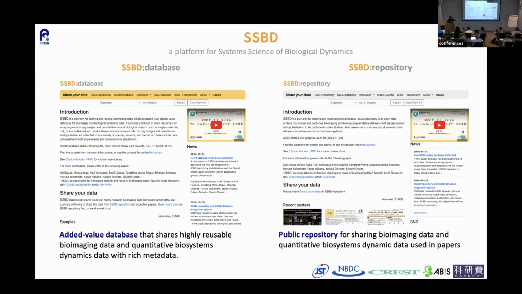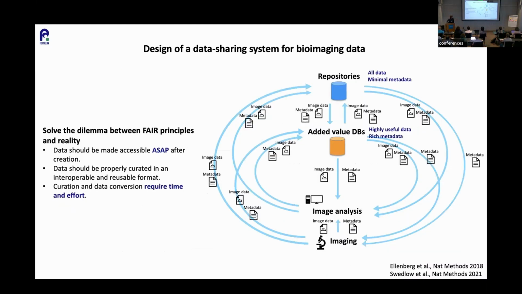The repository is like a bioimage archive, so we accept image data for publication. The SSBD database is an added-value database, so we put richer metadata on each data set. Basically, our curators do it. Those are the data in the database, and the SSBD data is more useful and wider. Well, this is the SSBD.